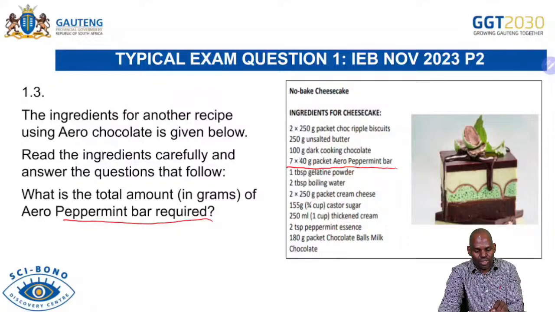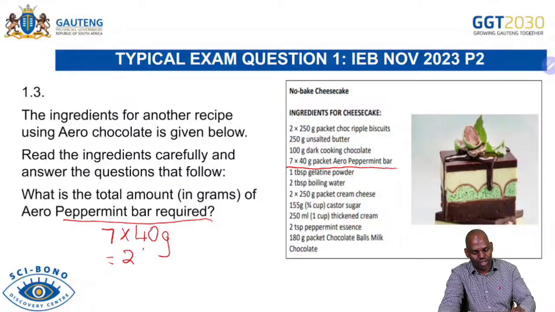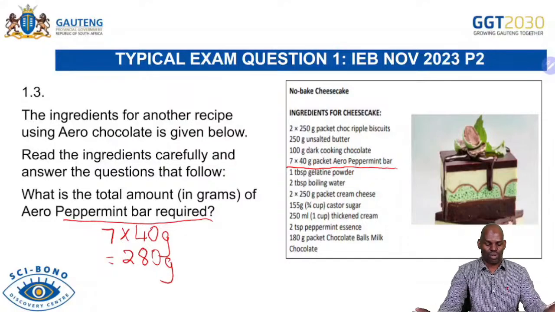So here they say, what is the total amount in grams? So the total amount means you just say 7 multiplied by 40 grams. If you say 7 multiplied by 40, this will give you 280 grams. Okay, nothing else. We're just looking for the total amount in grams. So the total amount in grams is 280 grams.